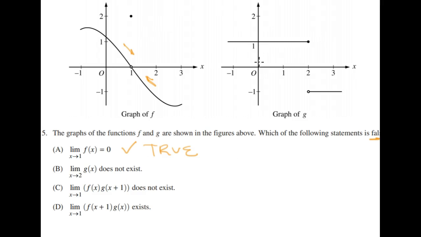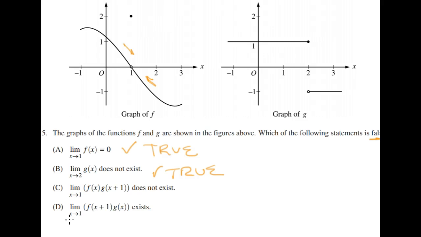Okay, the limit as x approaches 2 of g of x does not exist. That is also true. Okay, so looking at D, let's take a look at that one real quick, because that one is going to get me something interesting here.